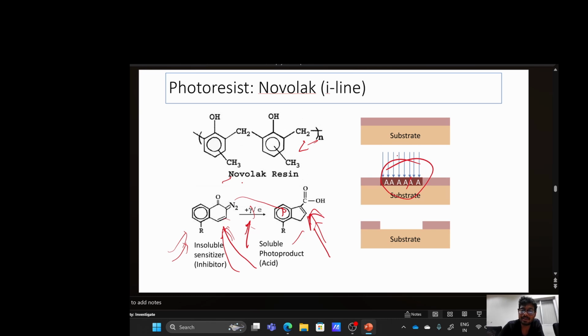So wherever the light of the specific wavelength falls, that will break the bonds or make it more soluble, something of that kind happens. And when we dip it in the developer, this part will get removed, and finally we will get this pattern.